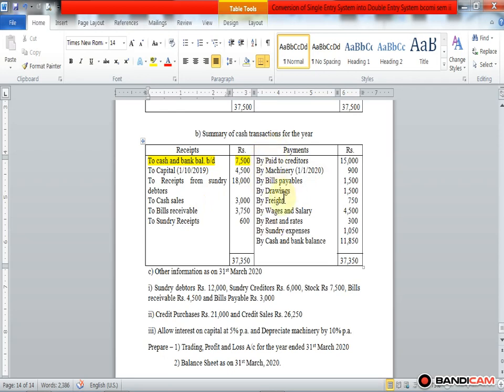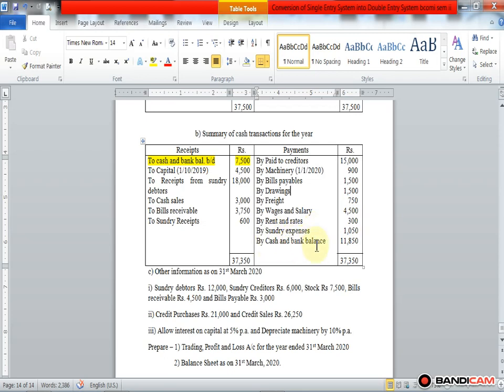Now we read the payment side. By paid to creditors rupees 15,000, by machinery on 1st January 2020 900, by bills payable rupees 1,500, by drawings 1,500. Drawing is less from capital. By freight is transferred to trading account. By wages and salary transferred to trading account. Rent and rates transferred to profit and loss account. Sundry expenses transferred to profit and loss account.